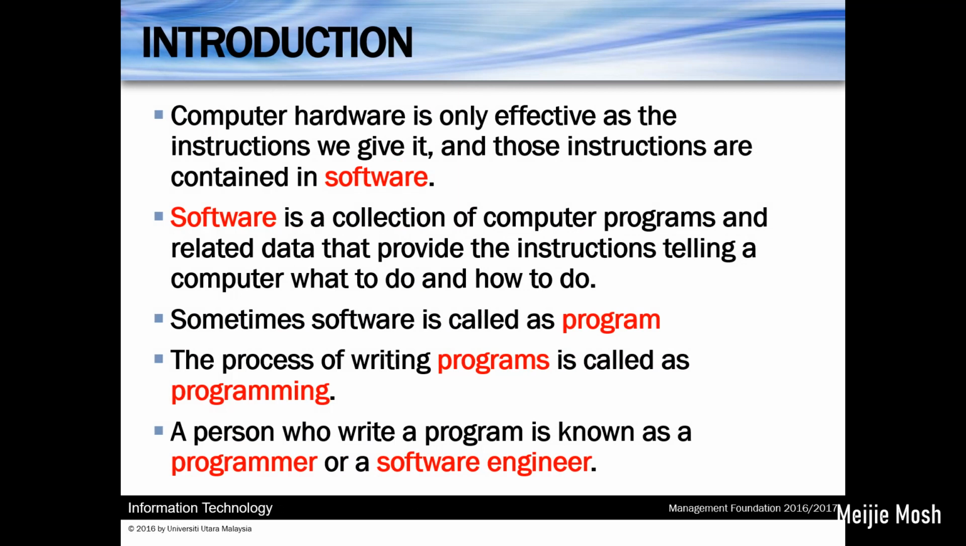Software is the set of instructions that tell the hardware what to do. Computer hardware is only as effective as the instructions we give it, and those instructions are contained in software. So software is created through the process of programming. Software consists of computer programs, which are sequences of instructions for the computer. The process of writing programs is called programming, and individuals who perform this task are called programmers or software engineers. So without software, the hardware would not be functional.